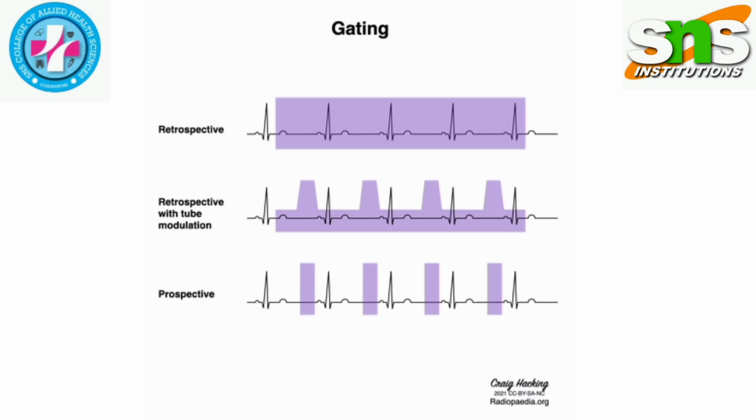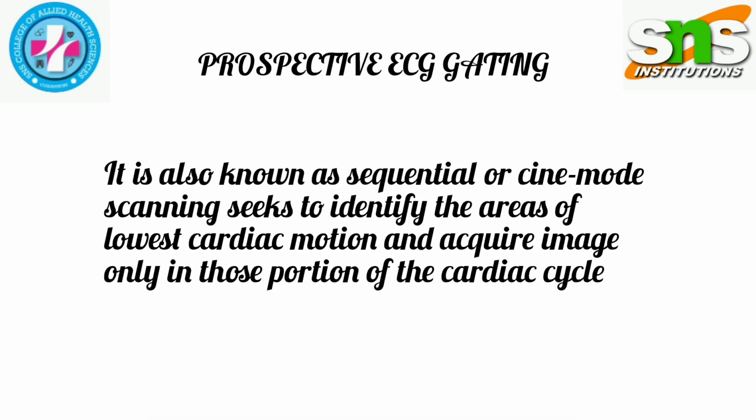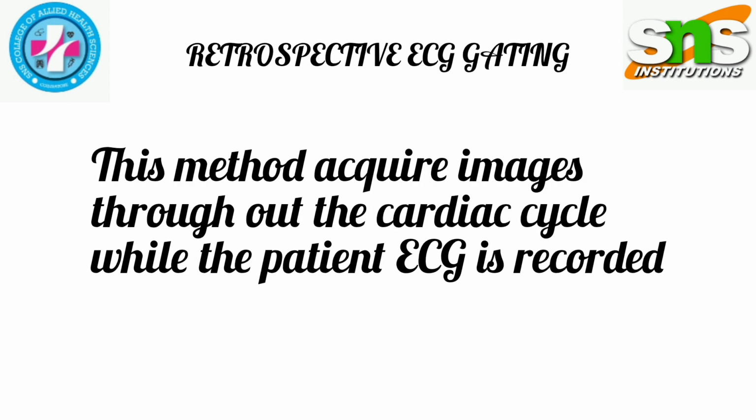There are two types of techniques used: prospective ECG gating and retrospective ECG gating. Prospective ECG gating, also known as sequential or cine-mode scanning, seeks to identify the areas of lowest cardiac motion and acquire images only in those portions of the cardiac cycle. Benefit: minimizes the radiation exposure. Whereas the retrospective ECG gating method acquires images throughout the cardiac cycle while the patient's ECG is recorded. Advantages: the entire volume is acquired. Disadvantages: higher patient radiation exposure.